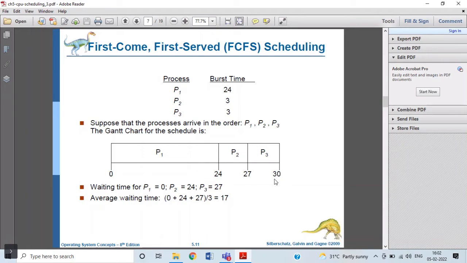Waiting time for P1 is only 0 seconds. But P2 has to wait 24 seconds, and P3 has to wait 27 seconds. So our average waiting time is (0 + 24 + 27) divided by the number of processes. Since we have 3 processes, 51 divided by 3 is 17 seconds. So this is first come first served scheduling. Whichever process comes first will be executed first. This is the average waiting time.